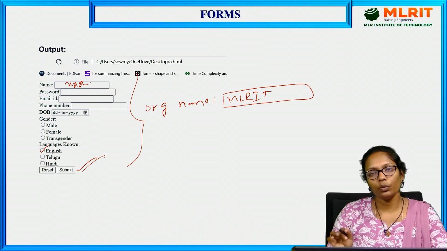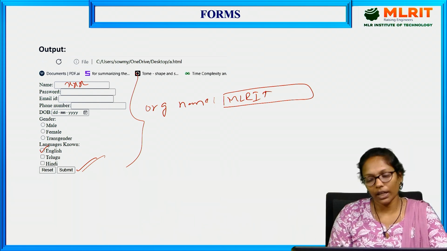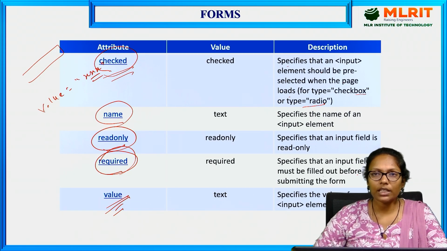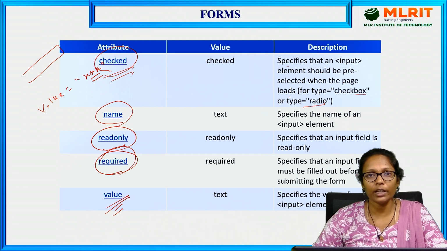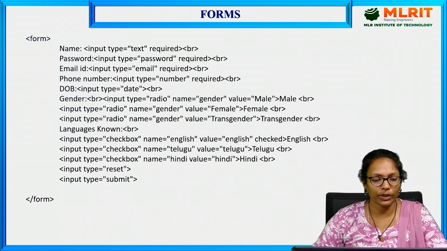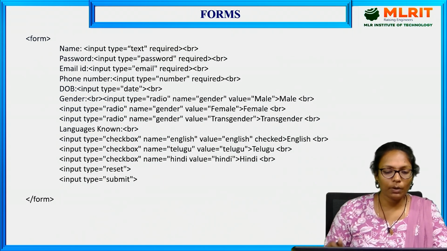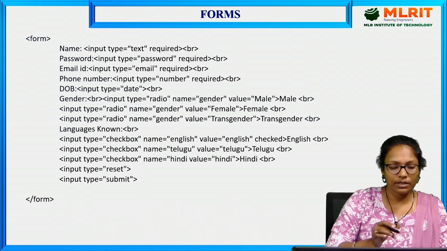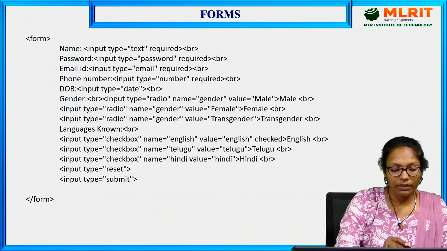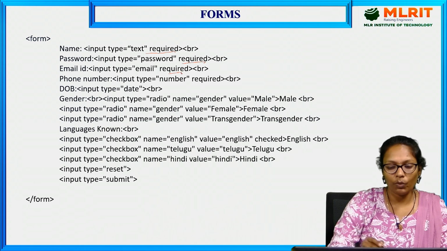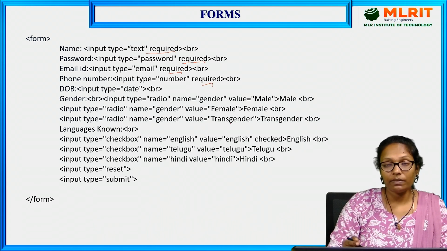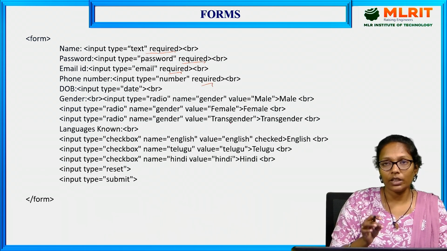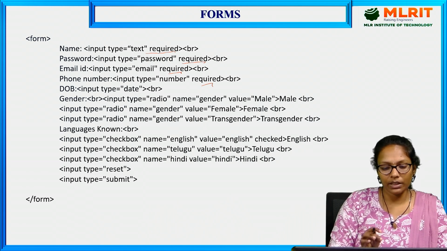Whatever value you want to specify there, you can give as the value. So these are the different attributes. Of course, we have many attributes, but we have listed only a few here. So here I'm covering some of the attributes which we discussed. See, for every field, you can observe at the end of the tag, I'm adding this required attribute, so that each and every value is mandatory for submitting the form.